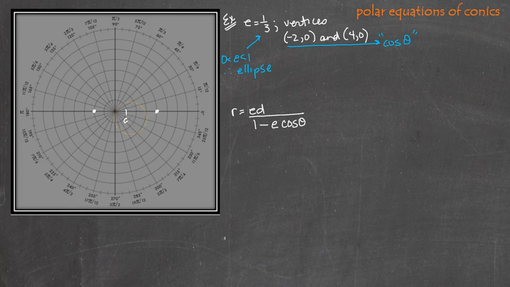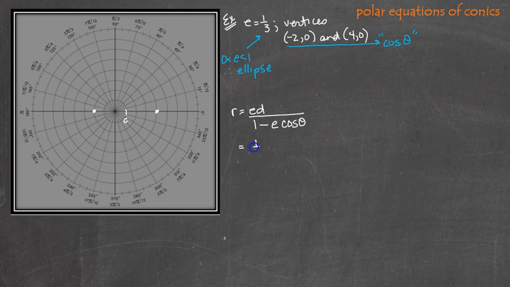I don't really care as much that the center's at 1. What I care about is that the center is on the right-hand side of the pole. That means the directrix is on the left-hand side of the pole. And since the directrix is on the left-hand side of the pole, it's a minus. It's on the minus side of what would be the x-axis in rectangular coordinates.